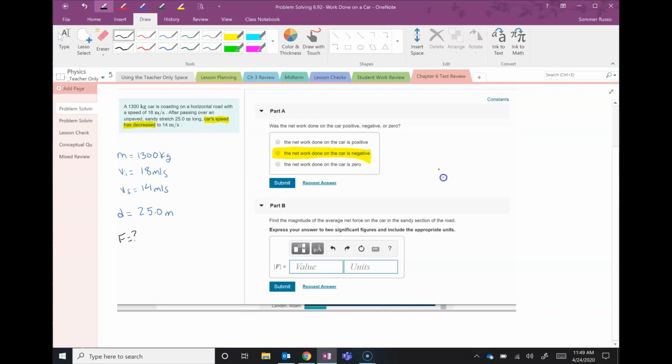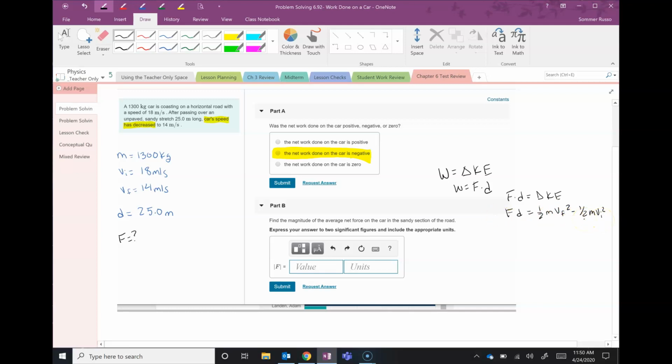So we are looking at the fact that work is equal to a change in kinetic energy. We also know that work is equal to force times displacement. So we're going to set these two terms equal to each other. Force times displacement is equal to that change in kinetic energy. Remember, it's always final minus initial.